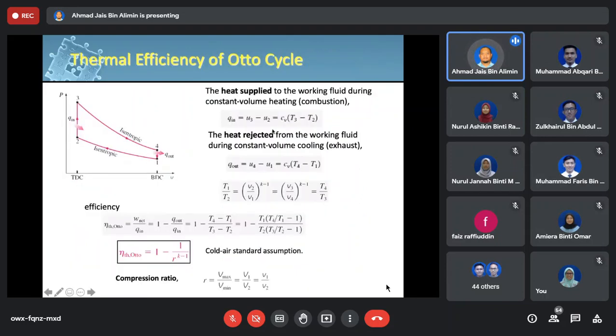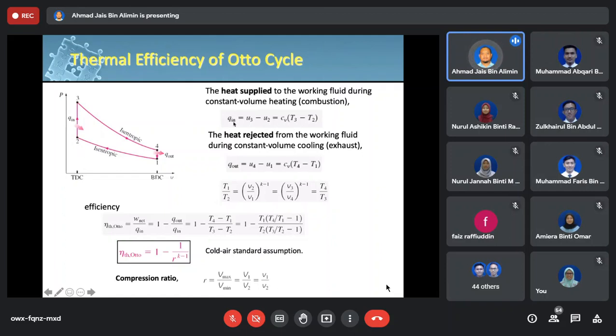Okay, and then using the air standard assumption, we can then work out the amount of heat that is being supplied during the compression process, as represented by the Q in during the top dead center positions.